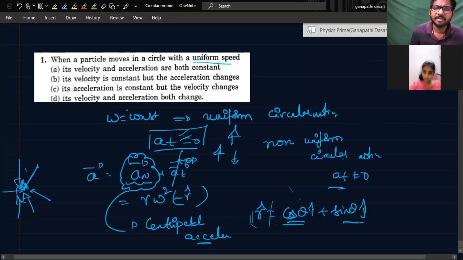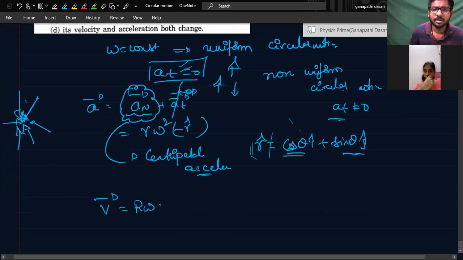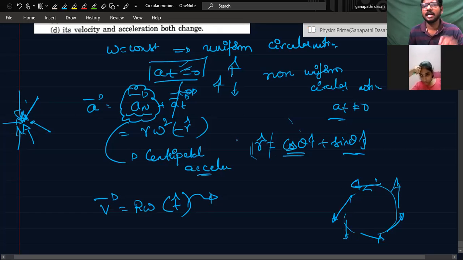So velocity will anyway change, because velocity also we have derived: v is equal to r omega into t cap, which is in the tangential direction. In circular motion, the tangential direction of velocity will always change. So if you have learned these concepts in depth, we can answer the questions. Yes, we get this entire picture. Next question.